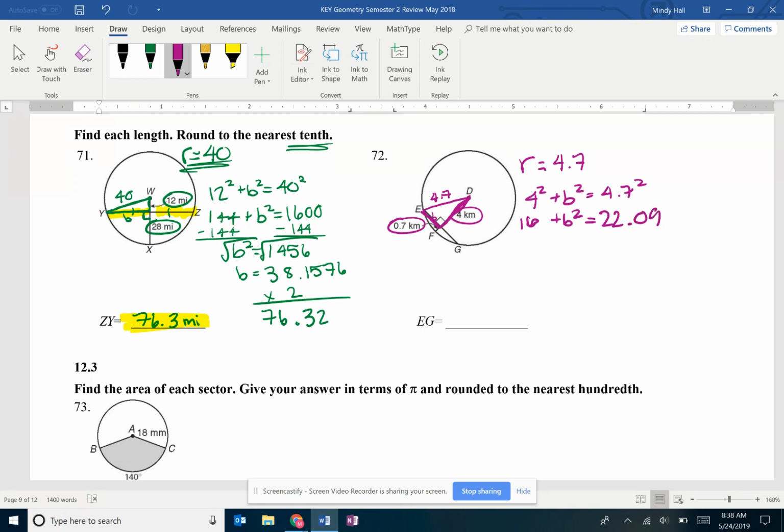So when we subtract 16, we get that B squared is 6.09. And when we take that square root, it gives us 2.468. So then, again, we are multiplying it by 2 because these two segments are congruent to each other, and we need the full length. So that would be 4.94. Again, nearest tenth would just be 4.9 kilometers, and my number looks funny, so I'm just going to fix it.